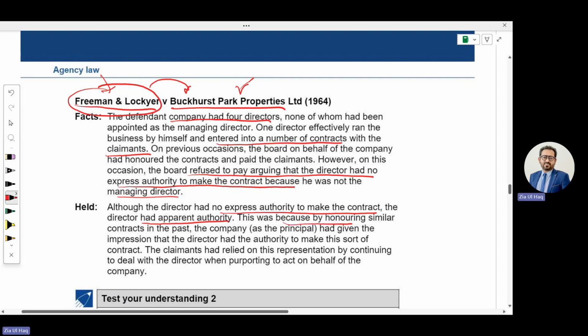This was because by honoring similar contracts in the past, the company, as the principal, had given the impression that the director had the authority to make this sort of contract. The claimant had relied on this representation by continuing to deal with the director as per previous dealings when purporting to act on behalf of the company. The court decided no, he was an agent of the company.